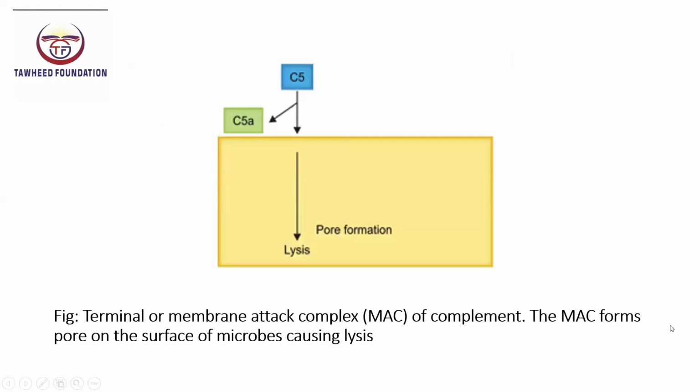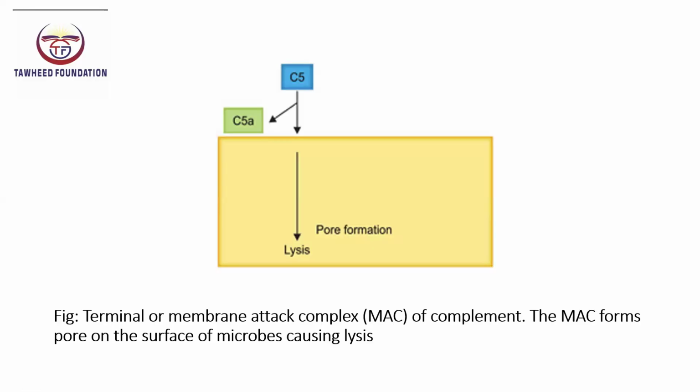Membrane attack complex, MAC. This is a schematic representation of the terminal or membrane attack complex of complement. The MAC forms a pore on the surface of microbes, causing lysis. Now, what is MAC? The membrane attack complex is a structure formed by the terminal complement pathway, a part of our body's innate immune defense.